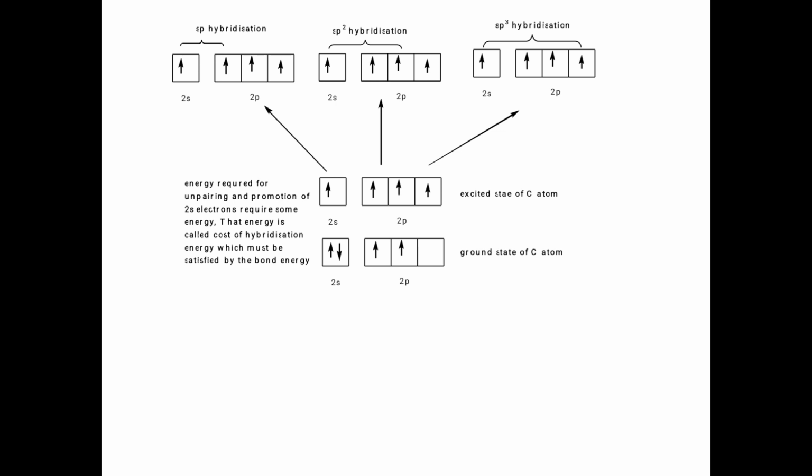For sp hybridization, 2 orbitals participate; for sp2 hybridization, 3 orbitals participate; and for sp3, 4 orbitals participate. This is the ground state of the carbon atom. This is the excited state of the carbon atom. Unpairing and promotion of the 2s electron requires some energy. That energy is called the cost of hybridization energy, which must be satisfied by the bond energy.